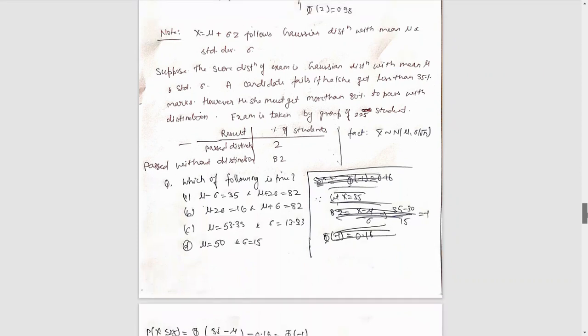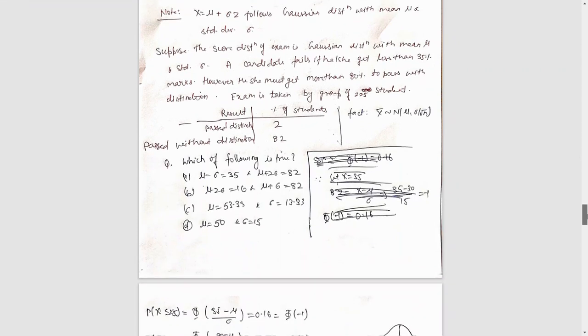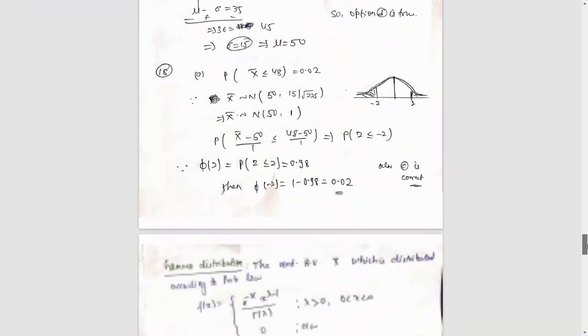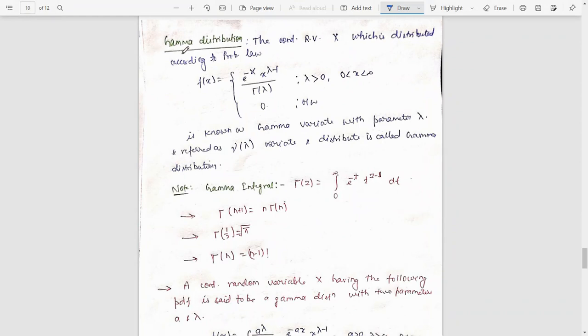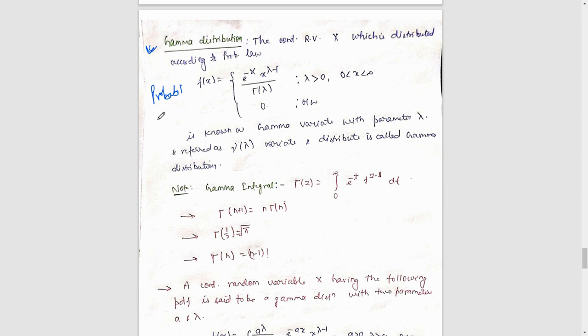So whatever we discussed till now is good for the CMI paper, but there are some other things that have been asked there. I've seen some questions from the gamma distribution or the beta distribution. So let's discuss some things related to the gamma distribution and the beta distribution, and then we can close the probability section.